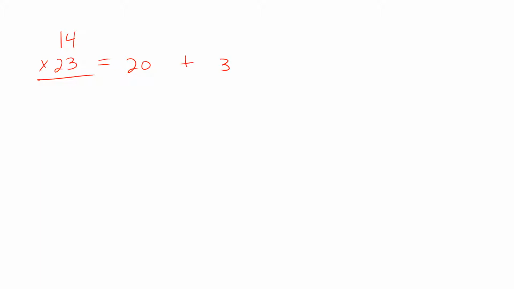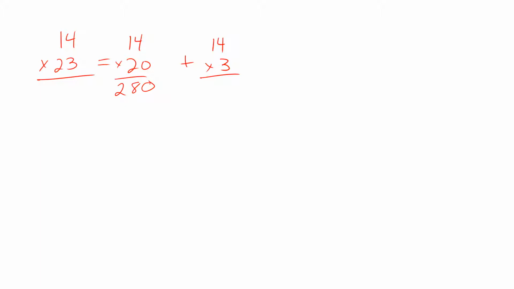What that allows me to do is split this 14 times 23 into two separate problems. One of them is 14 times 20, and the other one is 14 times 3. I'll do those two problems separately, and then add their products. In the 14 times 20, I know 0 times 14 is 0, so I put a 0 there. 2 times 4 is 8, and 2 times 1 is 2. So 14 times 20 is 280.